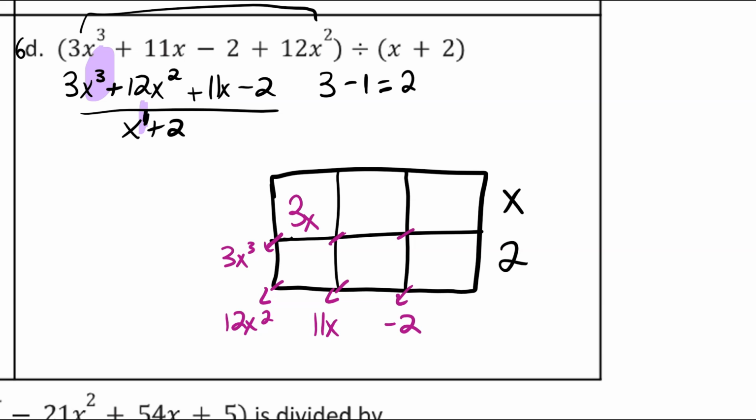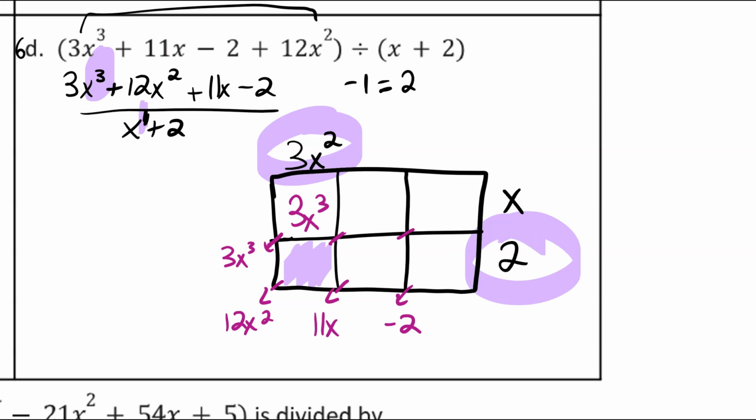I start with that top left-hand box, I put that in, and I ask myself, what would I have to multiply x by to get 3x cubed? And that's what's going to go above 3x cubed. Well, I know there would need to be a 3, and if I take x and multiply it by x squared, I get x to the power of 3. Once I have that filled in at the top, I have a 3x squared there and a 2. I can multiply them to get what goes in that bottom left-hand box there. So 3x squared times 2 would be 6x squared.